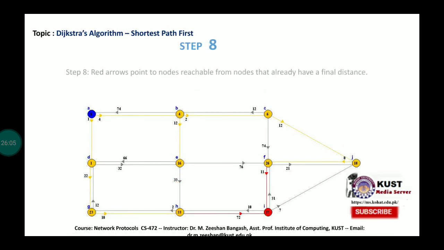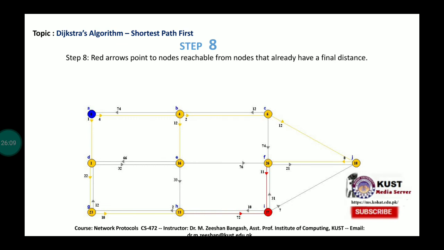Now in this step number 8, if we can just look into it, the red arrows point to the nodes that are reachable from nodes that already have a final destination. So we are already repeating this group of instructions in every step, and now we calculate the distance to H, and this distance to H is 33, which we already calculated, and a new distance to I is calculated as 37, and that 37 is calculated as the distance from H to I, which is 31.